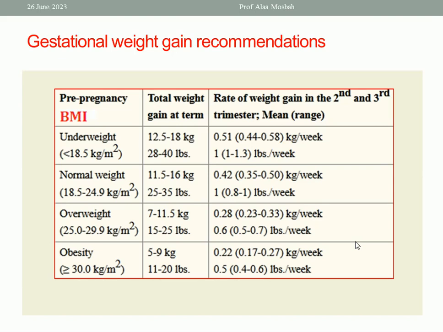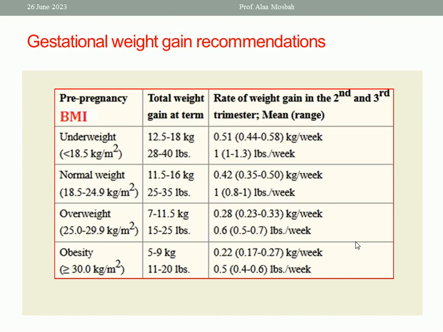What about the overweight? The overweight woman, with a body mass index between 25 to 30 kilogram per square meter, is considered overweight. What is the rate of weight gain of such a woman in the second and third trimester? About 0.28 kilogram per week. So as you see, with increasing body weight, the rate of weight gain should be less.